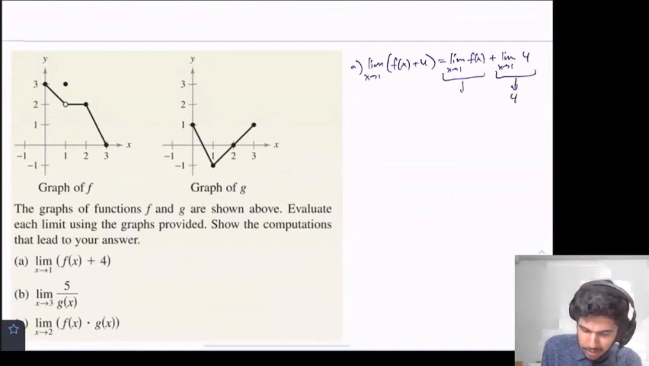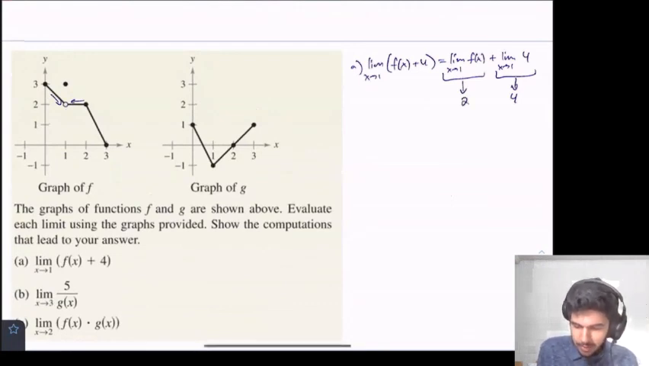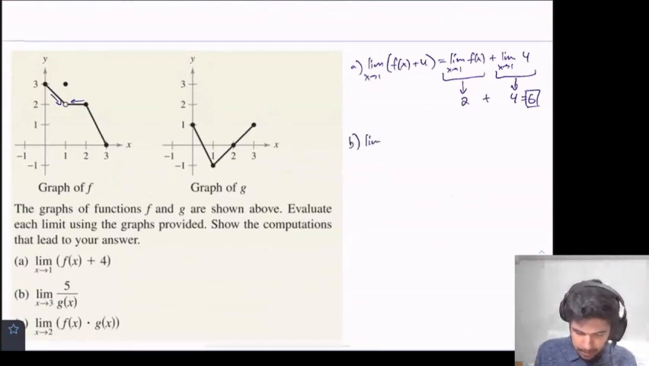And this, well, we just look at the graph, and we see as we come from the left, we approach 2, and as we come from the right, we approach 2, right? That's this point here, but I don't want to color it in. So this is 2, and then we just sum these together to get 6. Right? So that's part A. Part B. The limit as x approaches 3, 5 divided by g of x.